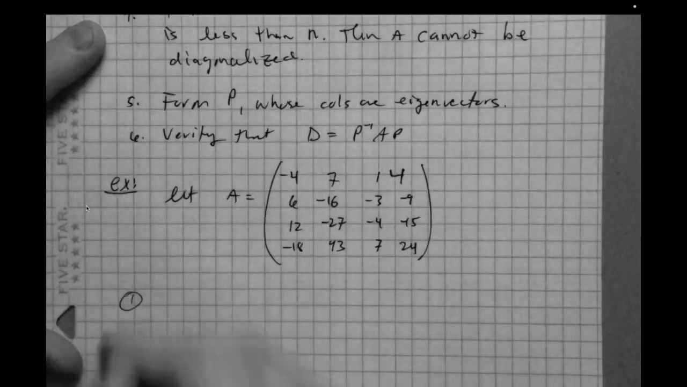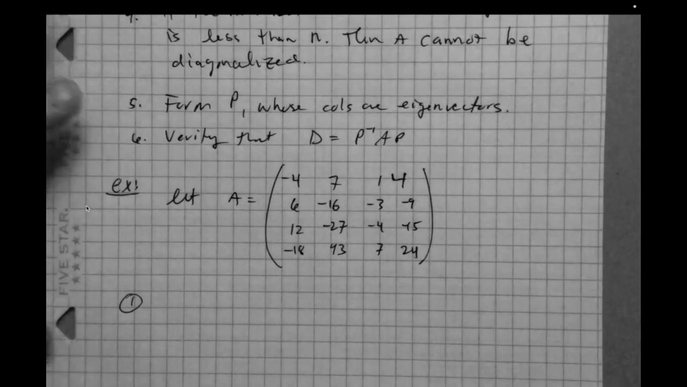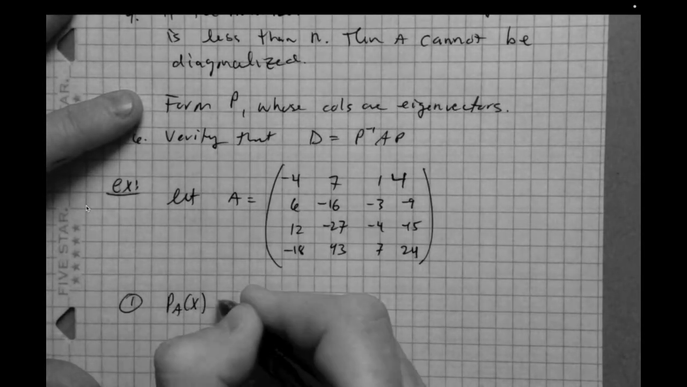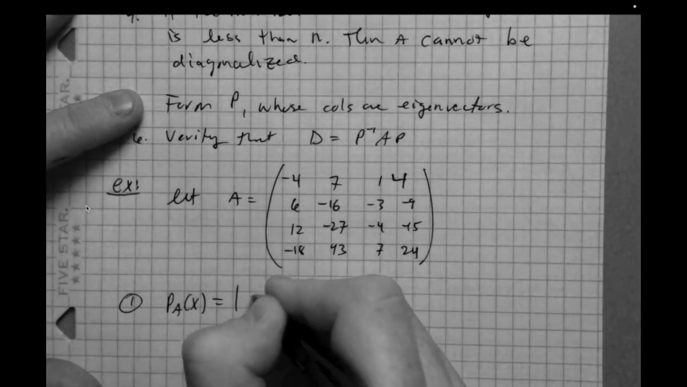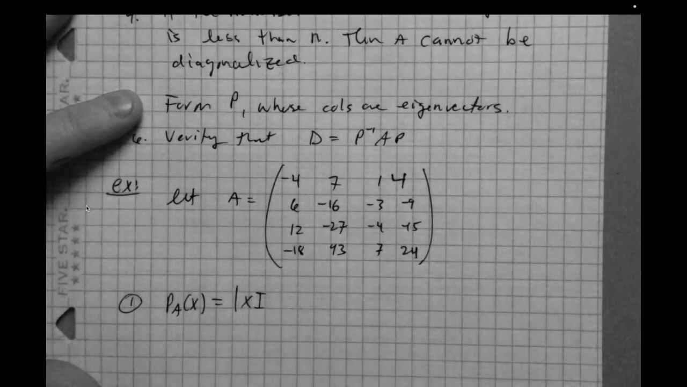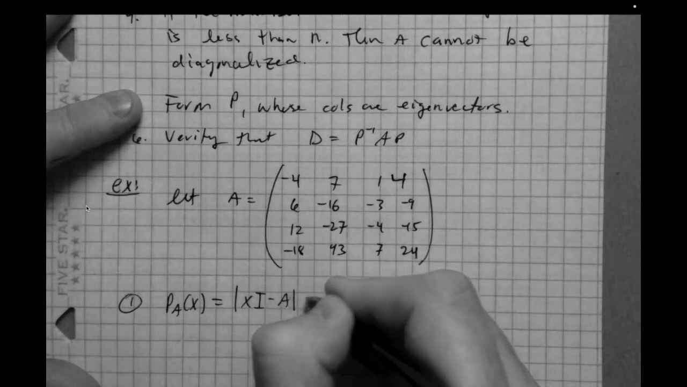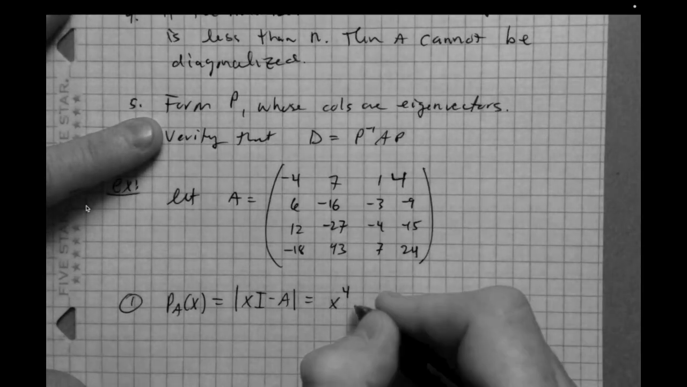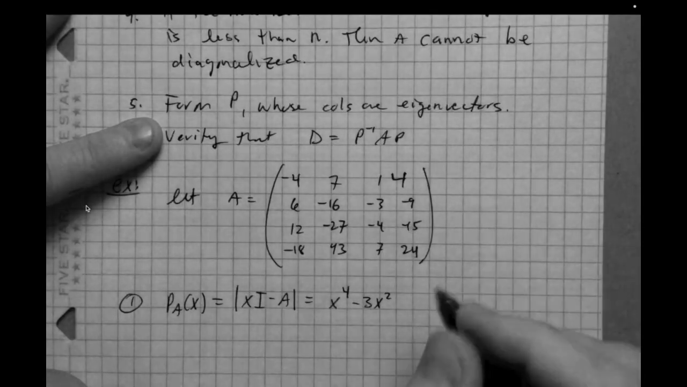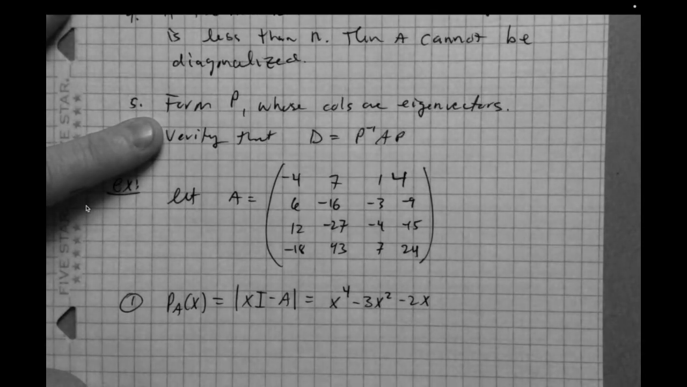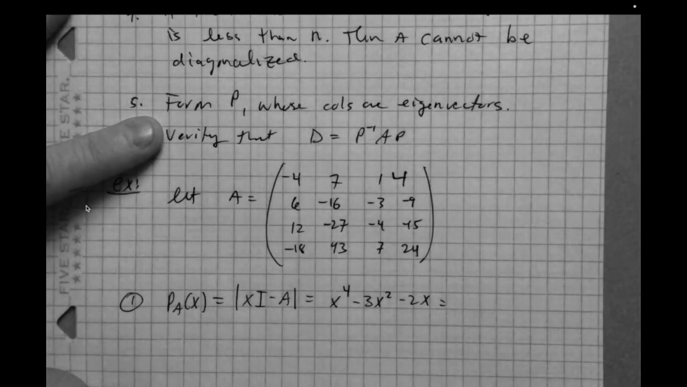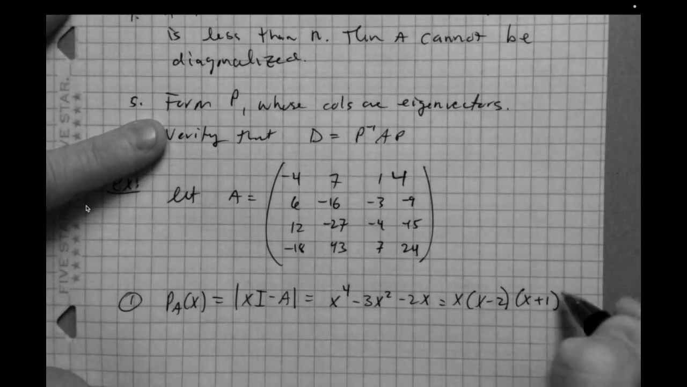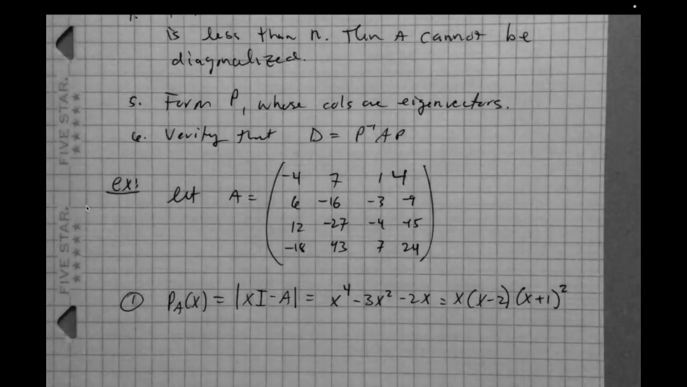Step 1 is to calculate the characteristic polynomial, and this is a lengthy computation. The characteristic polynomial is found by identifying the determinant of xI minus A. This will be a 4th degree polynomial. It turns out it's equal to x to the 4th minus 3x squared minus 2x, which can be factored into x times x minus 2 times x plus 1 squared. So that's step 1, finding that characteristic polynomial.